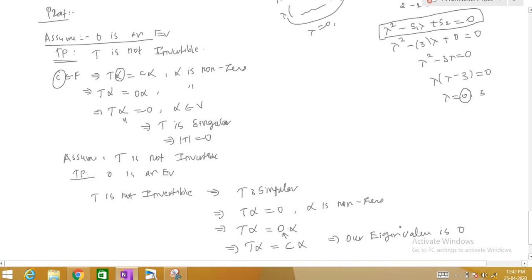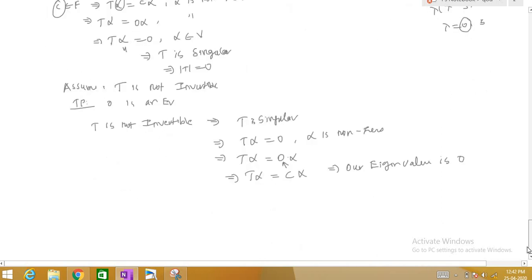You just have to know the definition of eigenvalues and the singular transformation. So therefore 0 is an eigenvalue, right? T alpha is equal to C alpha, then C is called an eigenvalue if there exists a non-zero vector alpha. Clearly alpha is a non-zero vector here because of the definition of singular, and you can see our eigenvalue is 0. So therefore 0 is an eigenvalue. Hence the proof.